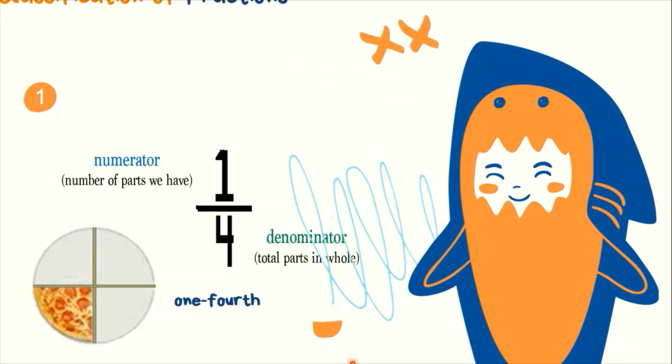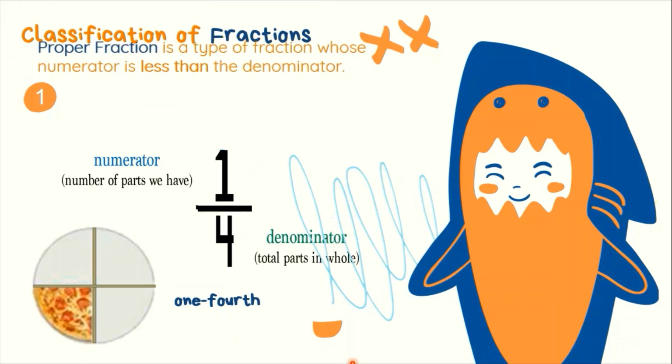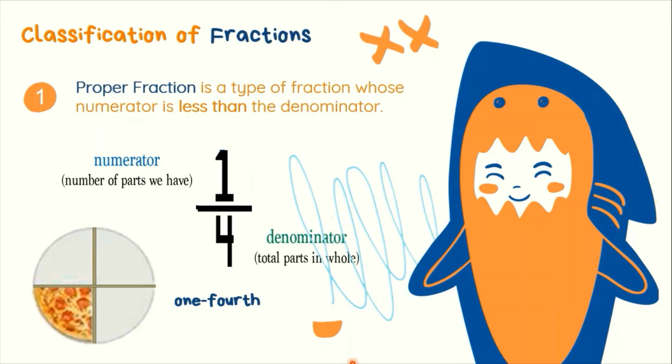Fractions are classified into different kinds. First is called the proper fraction. It is a type of fraction whose numerator is less than the denominator. This is an example of a proper fraction. Yung kanyang numerator is less than or mas mababa sa denominator. So dito ang ating numerator ay 1, mas mababa siya kaysa sa 4. Any fraction na mas mababa ang kanyang numerator sa denominator ay example ng proper fraction.